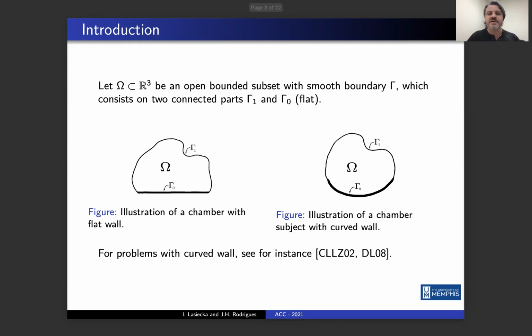And we present here two situations for this structural wall. On the left side, we present the case in which it is flat, which is going to be the case of our problem here. And on the right, the case in which it is curved. And for curved walls, we would like to mention the works of Cagnol, Lasiecka, Lebiedzik, and Zolésio from 2002, as well as the work of Daniels and Lebiedzik from 2008, and references therein.